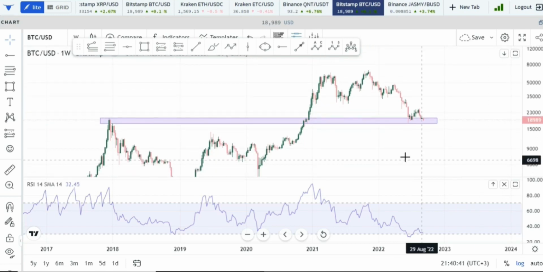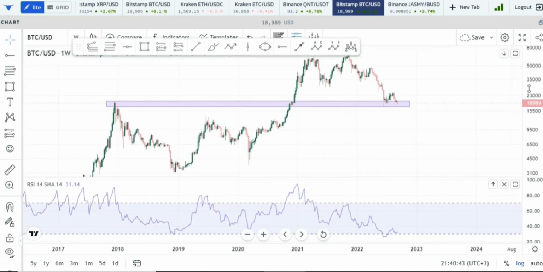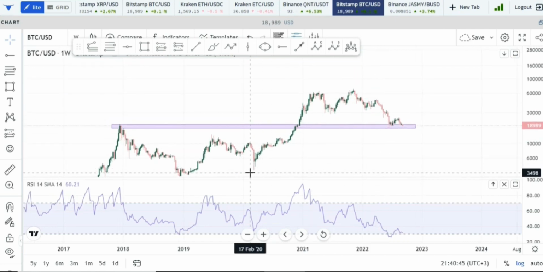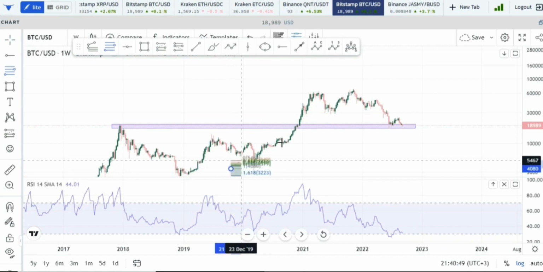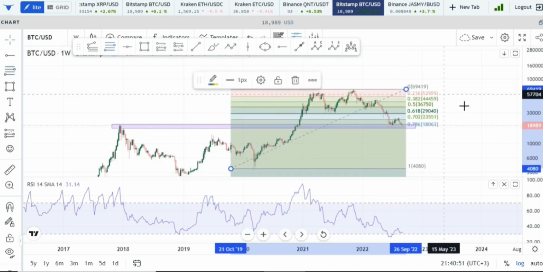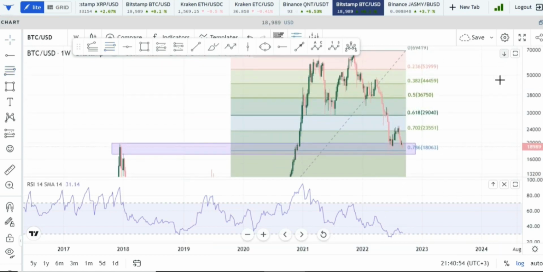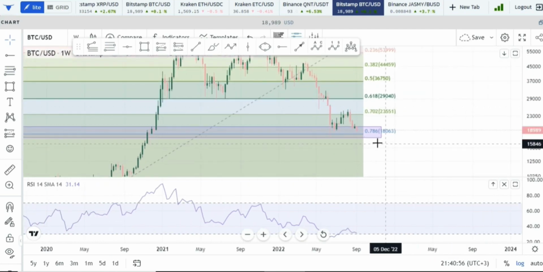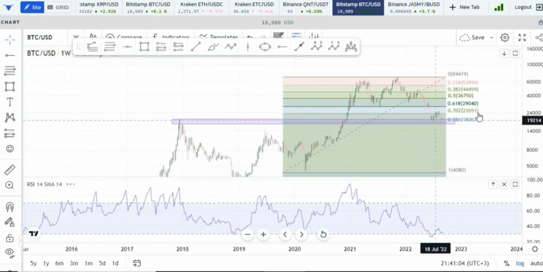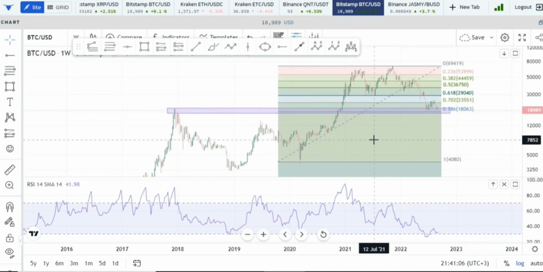simply because when I actually grab my fib retracement tool from the beginning of the rally right here, let me quickly do that, from the beginning of this rally to the top, you can kind of see that we back tested the 0.786 retracement level right here, and I feel like going below this level one more time would have catastrophic effects on the Bitcoin price. So I don't see it happening, to be honest.